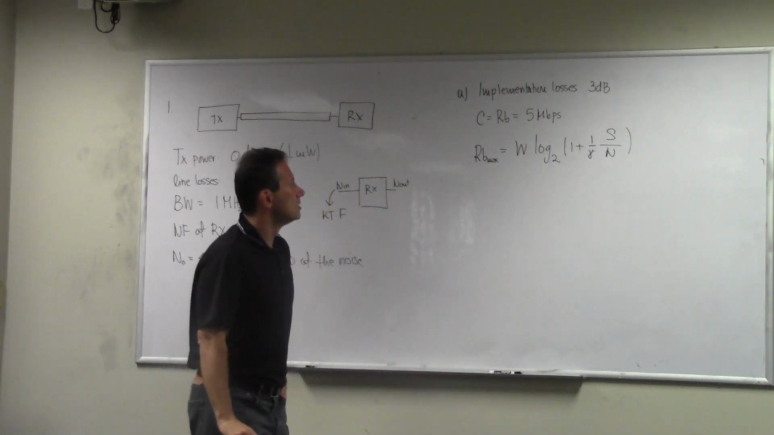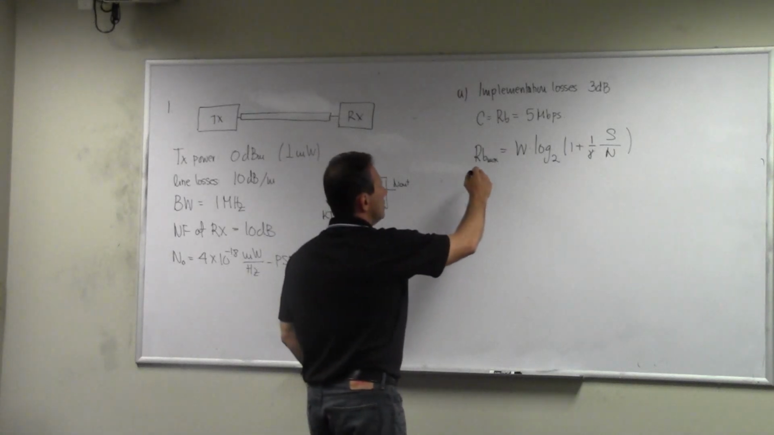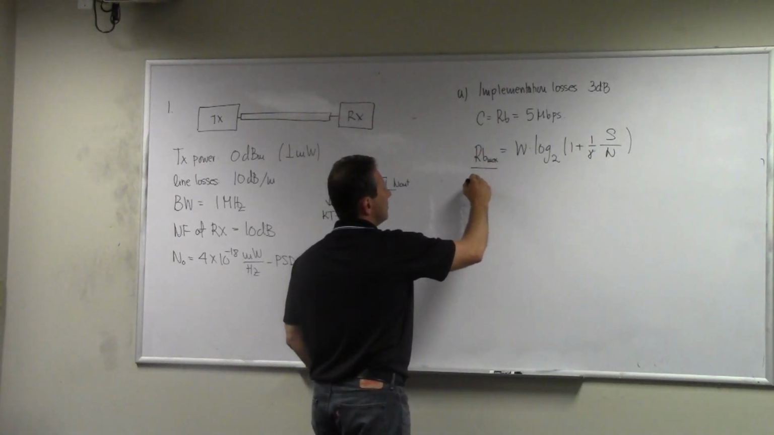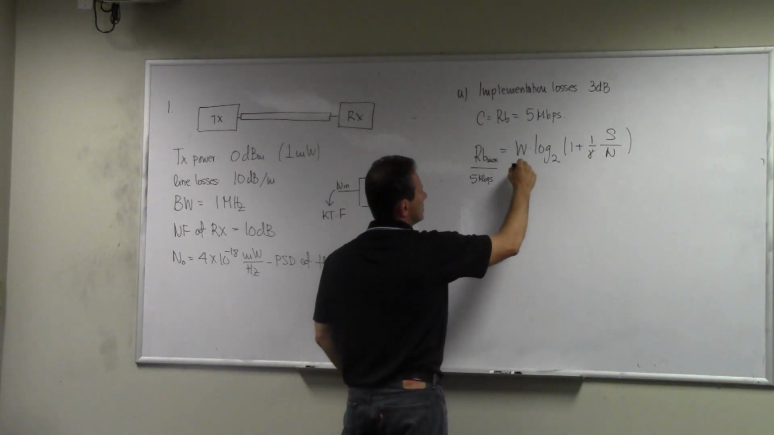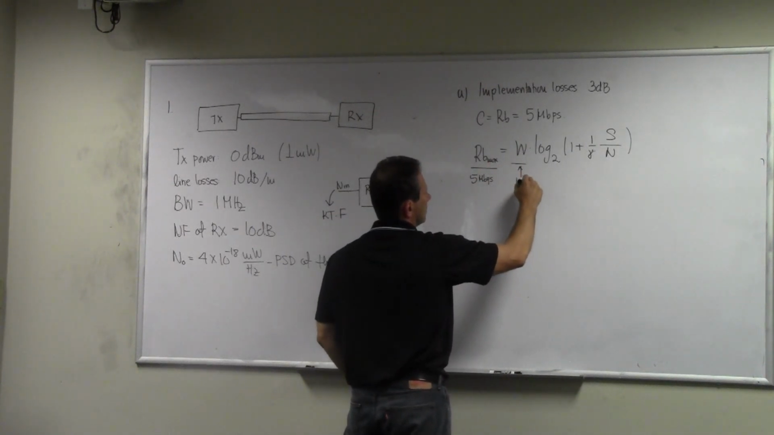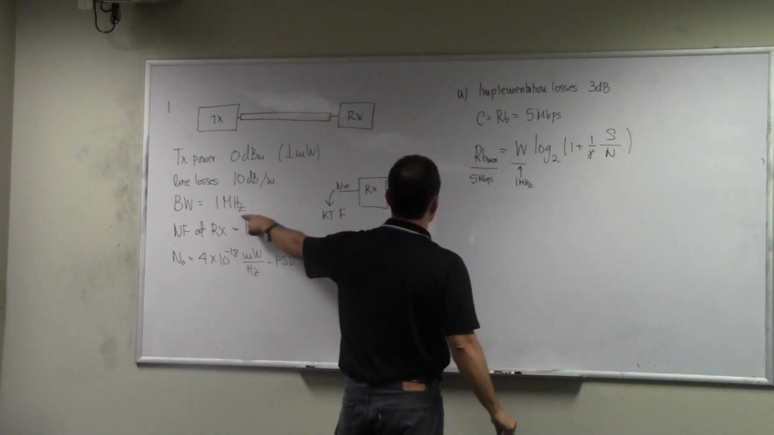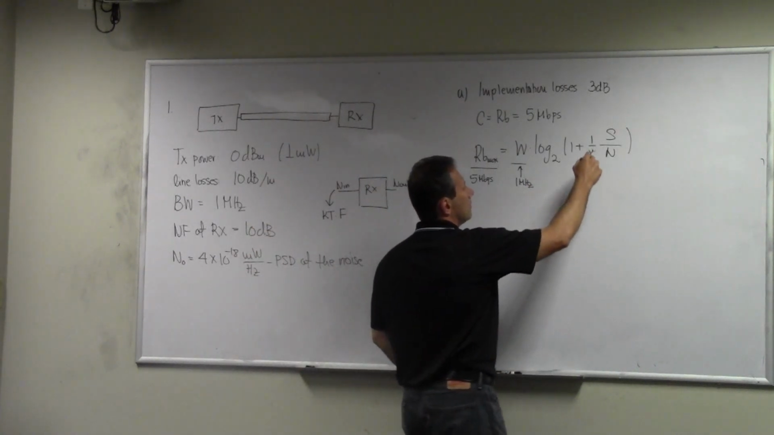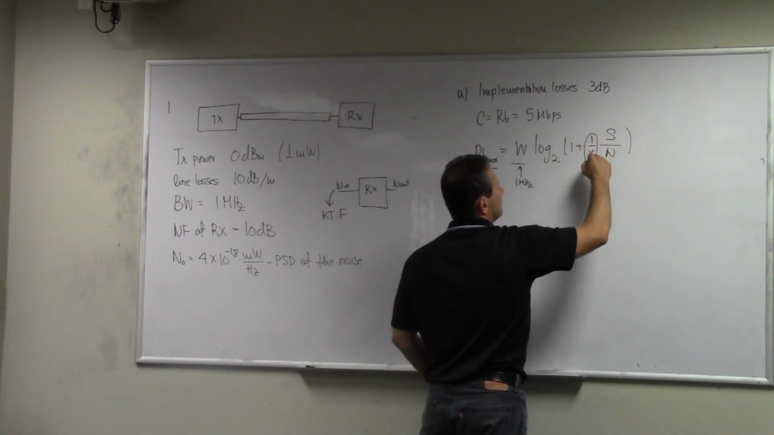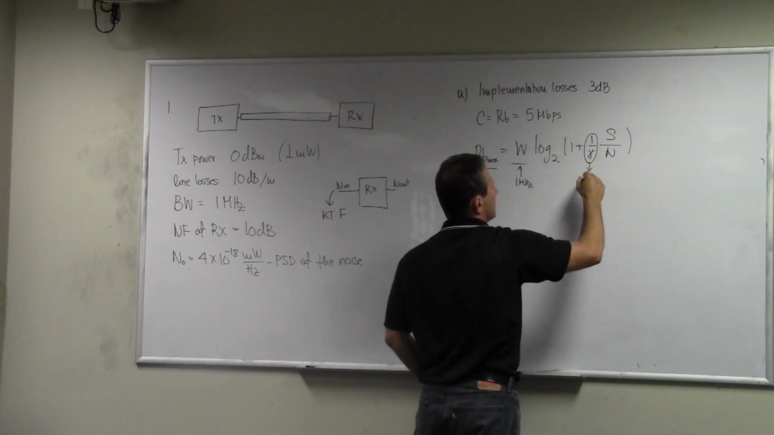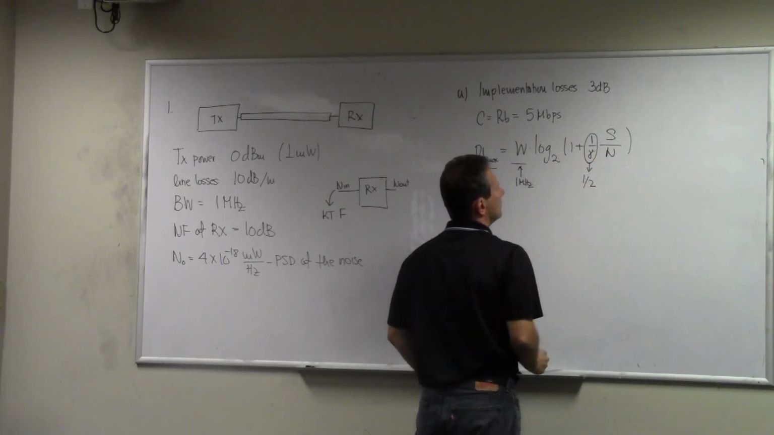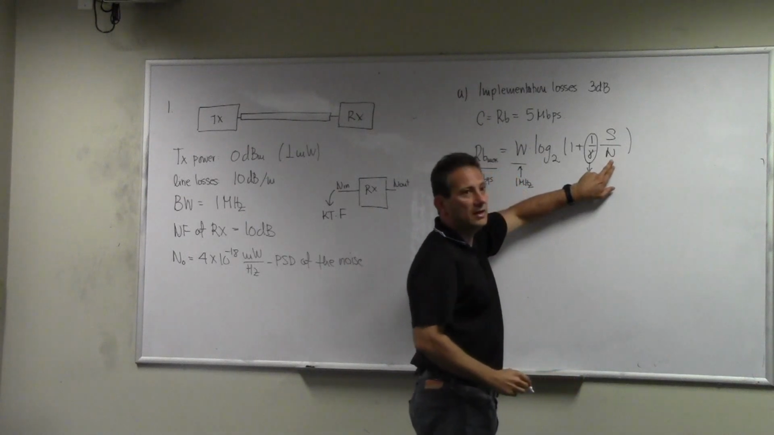So if you look at this formula here, we know what this needs to be. This needs to be 5 megabits per second. This is our target. This is 1 megahertz. That's the available bandwidth in the channel. We know what this is. Since we have 3 dB implementation losses, this is 1/2. We can determine what N is.